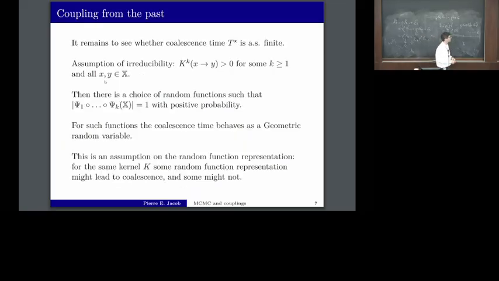So it remains to see that indeed the coalescence time is finite. And again, with that story of simply two states, we could see that even for the same chain, it really depends on the choice of random functions that you're using. It could coalesce or not.